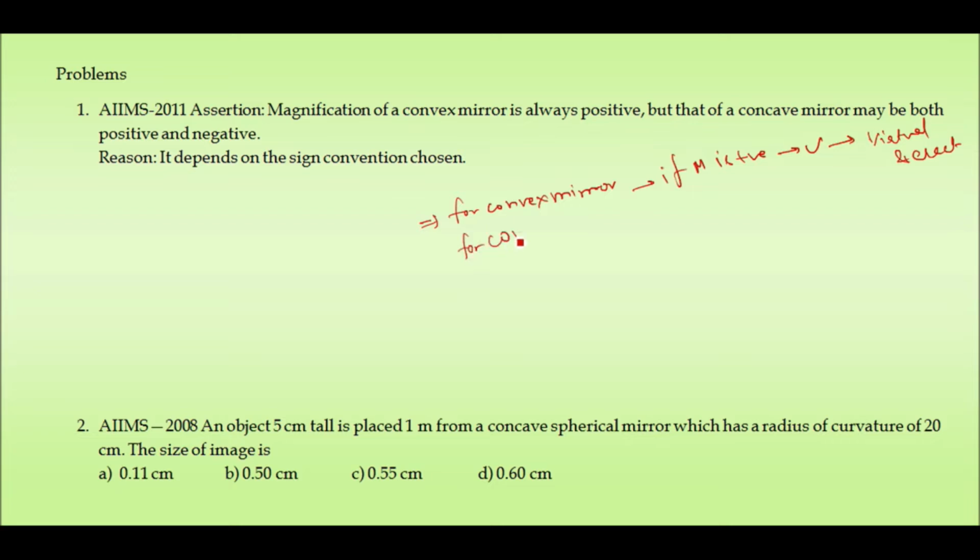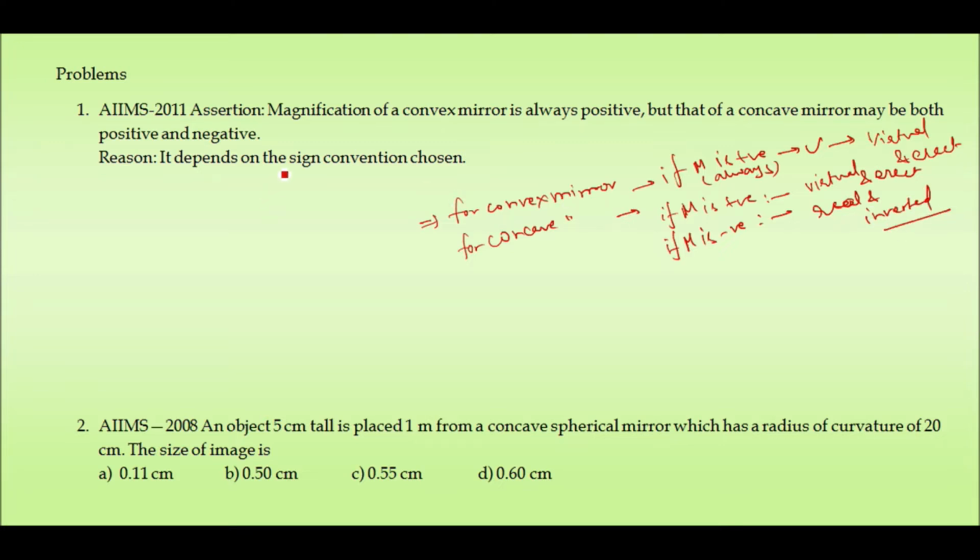And for a concave mirror, M is not always positive. So for a concave mirror, M is positive in the case when the object is placed between the focal point and the pole, and then the image is virtual and erect. And if M is negative, which is true for all cases except when the object is placed between the focal point and the pole, then the image is real and inverted.